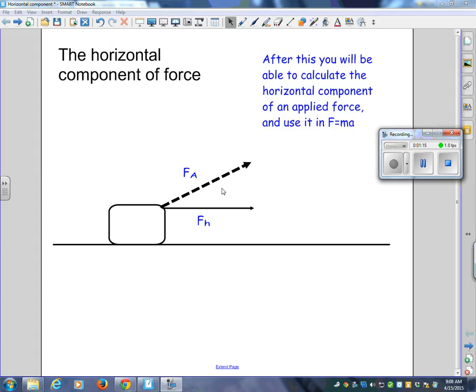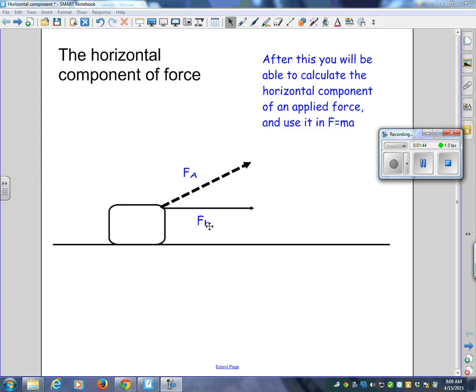I've got two forces labeled here. Now, don't get confused. There isn't actually two forces. There's only one force, Fa here, and this here would be FH. And what do you think the H stands for? Horizontal. It's the horizontal component of the force. When you're pulling up at an angle like this, part of the force goes into pulling it sideways, and part of the force goes into lifting it up.